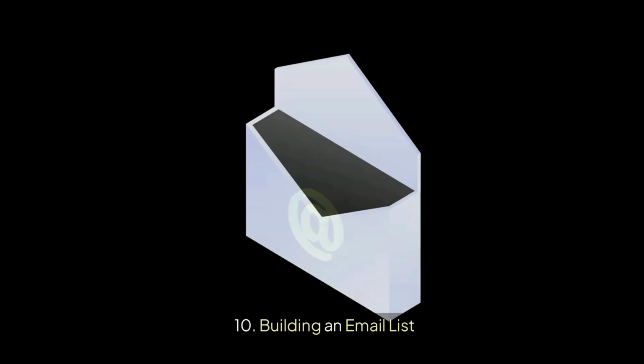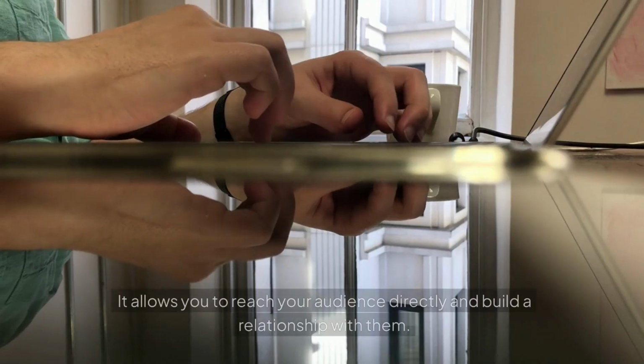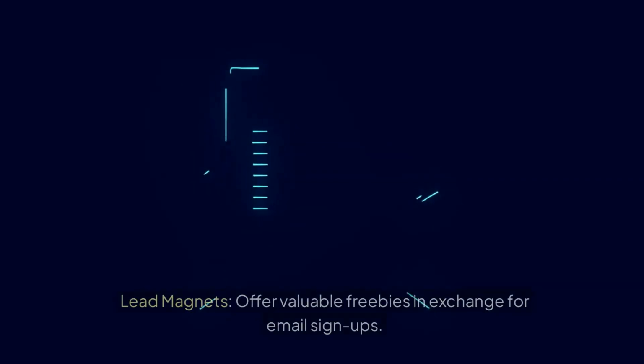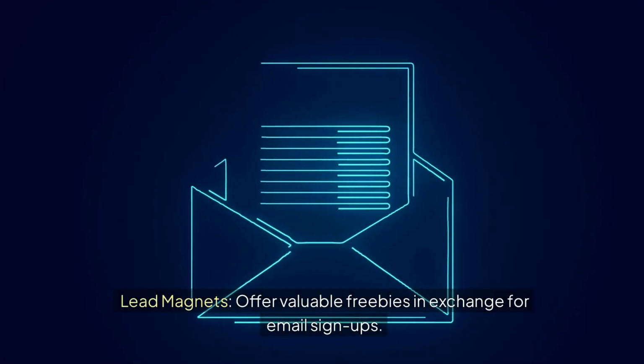10. Building an email list. Building an email list is one of the most effective ways to promote affiliate products. It allows you to reach your audience directly and build a relationship with them. Lead magnets. Offer valuable freebies in exchange for email signups.